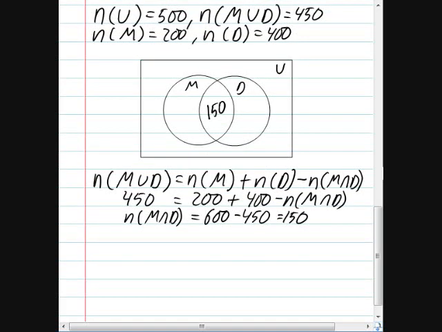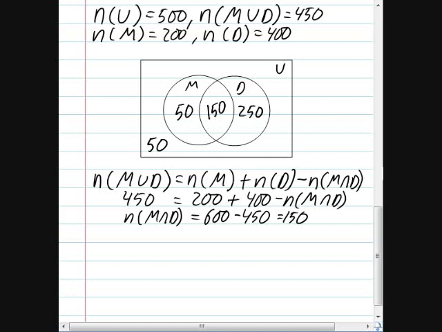Next, we know that the total in M is 200. So if the total in M is 200, and we've already written down 150 in part of M, then the other 50 people must be in the other part of M. Likewise, we know that there are a total of 400 people in D, and if we've already written down 150 in part of D, the other 250 must be in the other part. That way we get a total of 400 people. And using the same logic, we've written down a total of 450 people inside the union of M and D, and there's a total of 500 people in the universal set, so there must be 50 people left outside of those two sets.